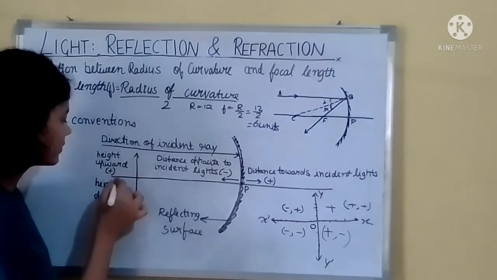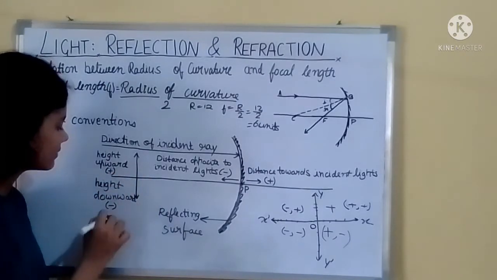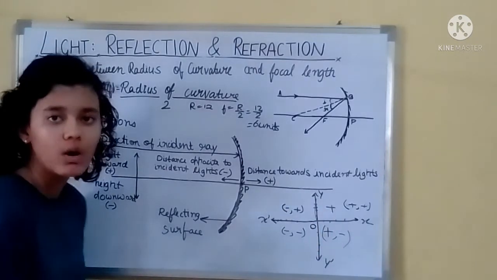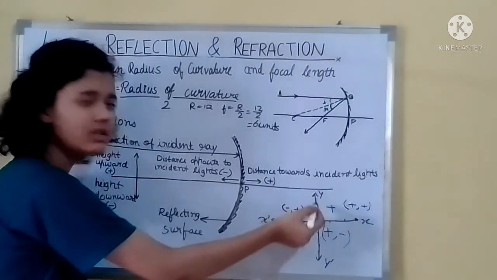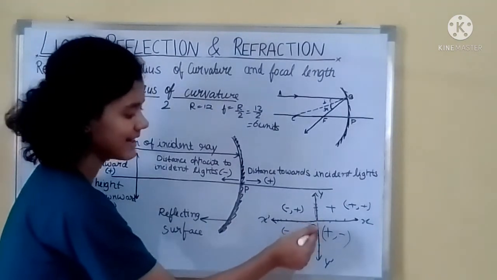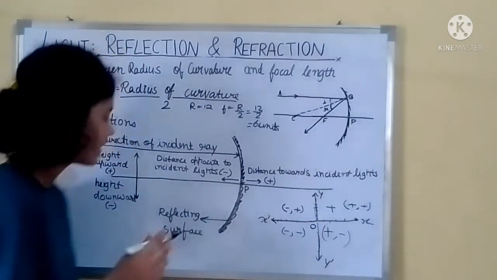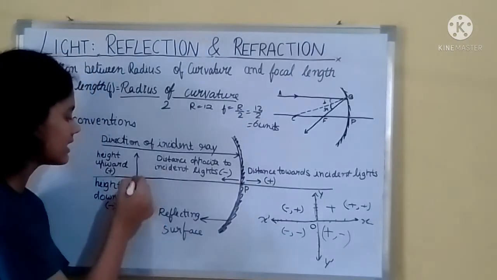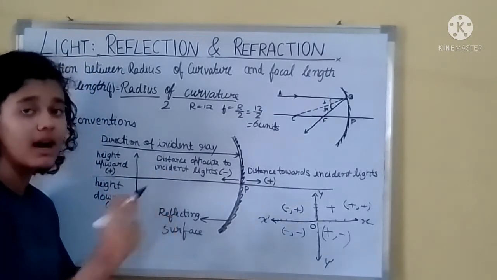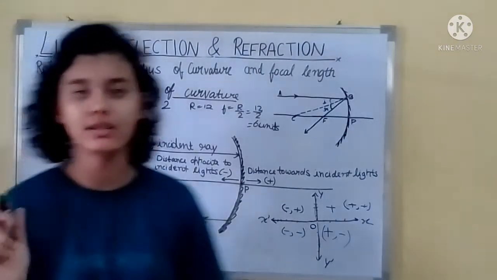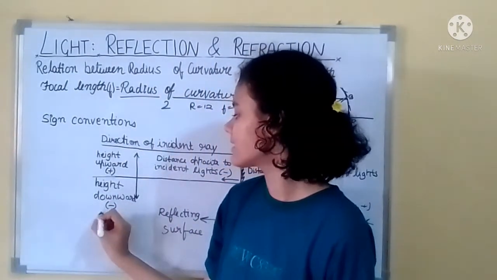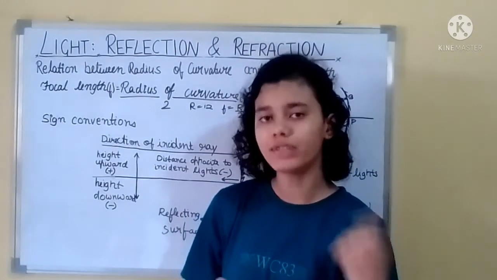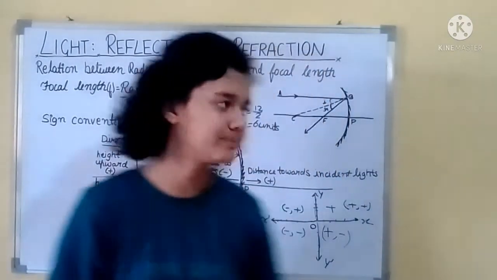Now height upward is positive and height downward is negative. See over here, on the y all are positive, it is upwards, and on the y dash all are negative. Similarly over here, all the heights that are above the principal axis we take as positive, and all the heights that are below the principal axis, we take as negative.